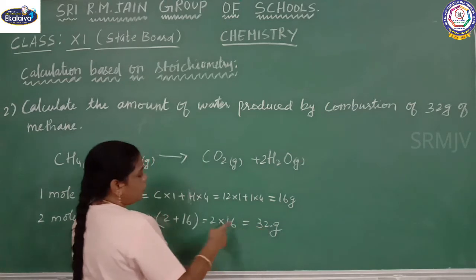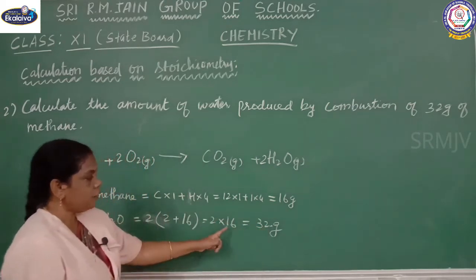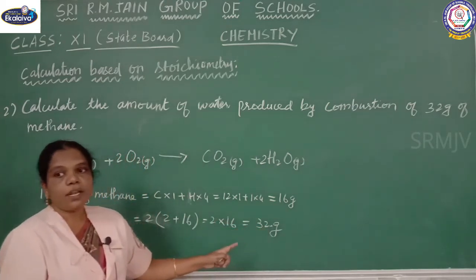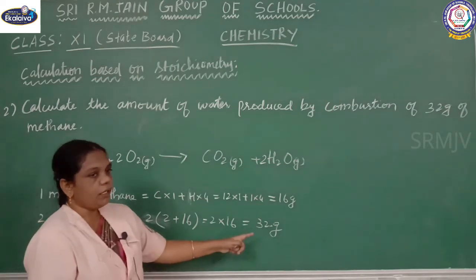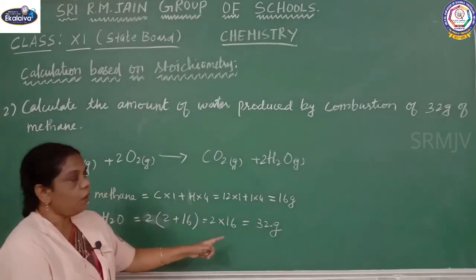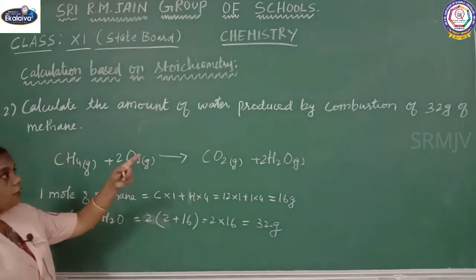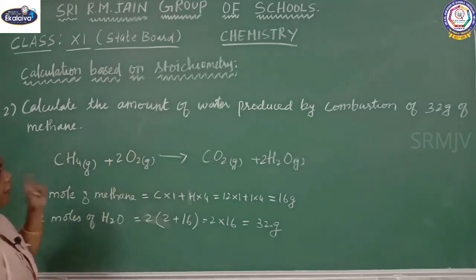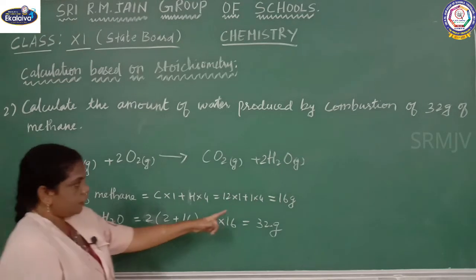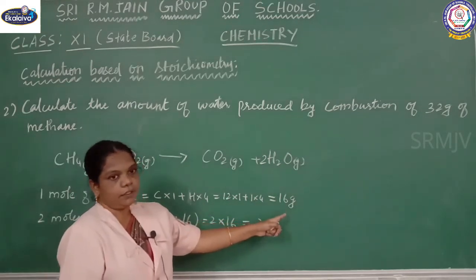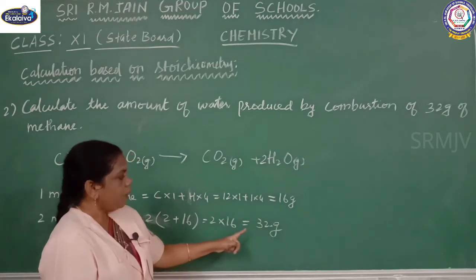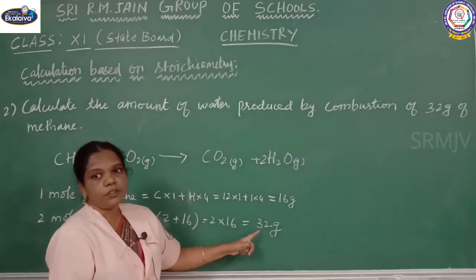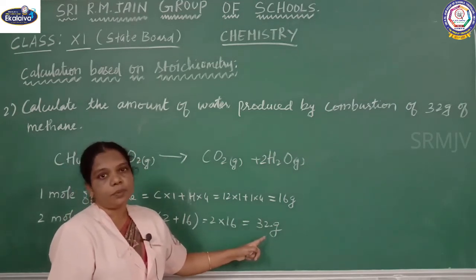6 2s are 12, remainder 1, 2 1s are 2 plus 1, 3. So how many grams of water are required? 32 grams of water are required. Now you want to calculate for 32 grams of methane. So for this 16 grams of methane, out of 16 grams, how many grams of water are produced? 32 grams of water are produced.